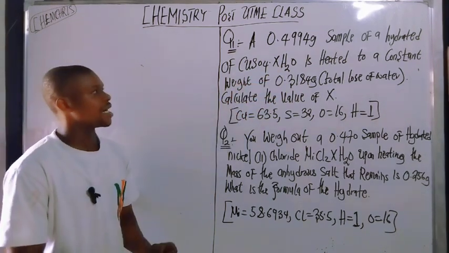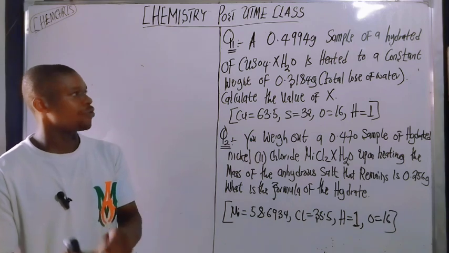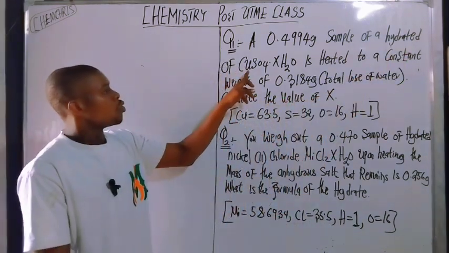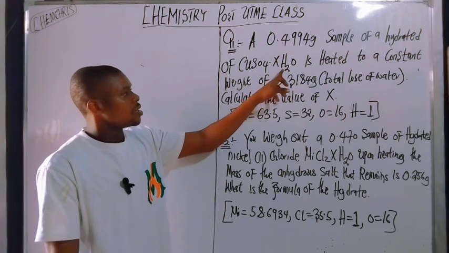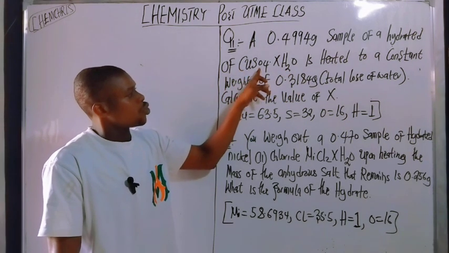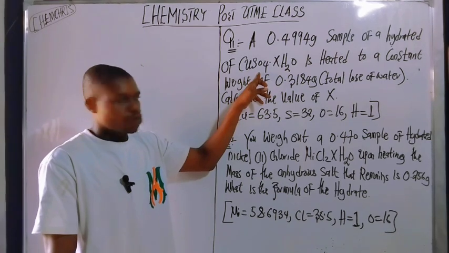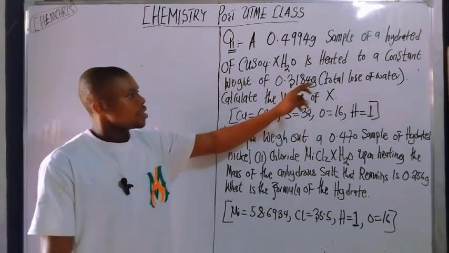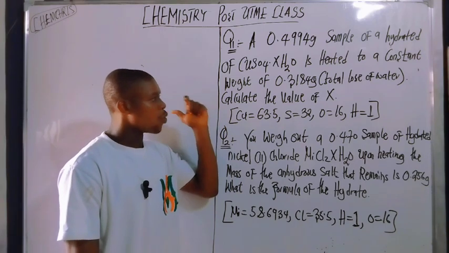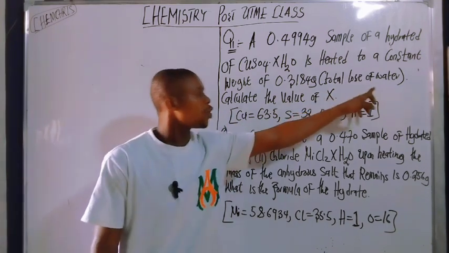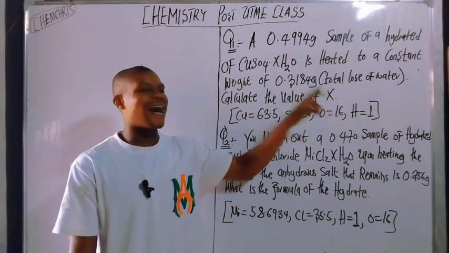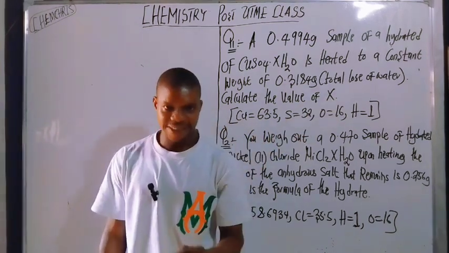If you look at this question, it says that a 0.4994 gram sample of hydrated copper(II) tetraoxosulfate(VI) salt, CuSO4.XH2O, this is the water, is heated to a constant weight of 0.3184 grams, with total loss of water. Do you understand? Calculate the value of X. So here they are asked to calculate the value of X.